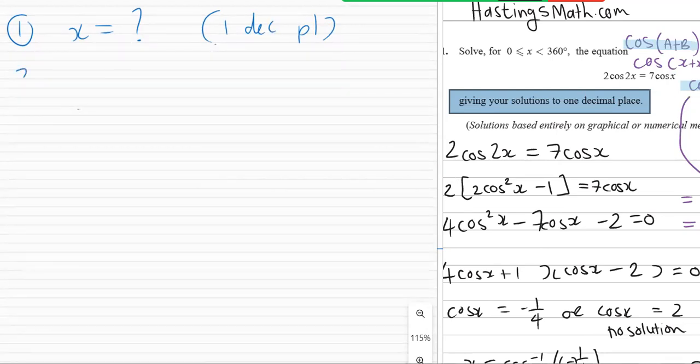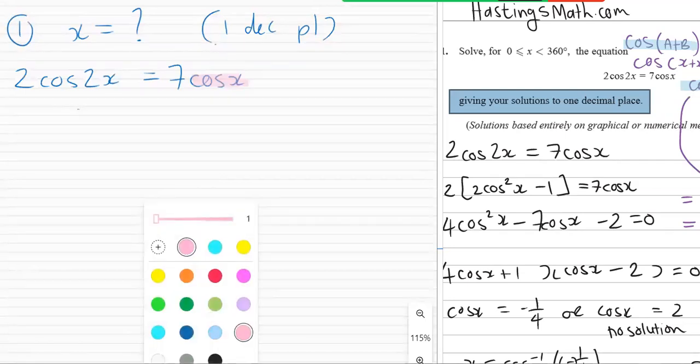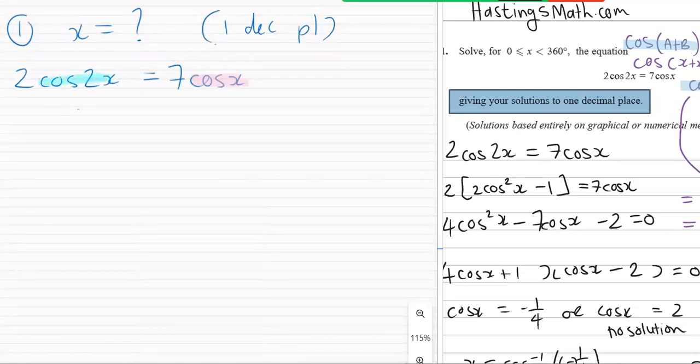So we have 2 cosine 2x equal to 7 cosine x. Now, in P3, we have to rearrange things. So the goal is to get sort of 1 x. So we want cosine x. And this thing is already in cosine x, but this one has a double angle. So first thing I want to do is make this double angle look like a single angle. So this double angle is the problem.